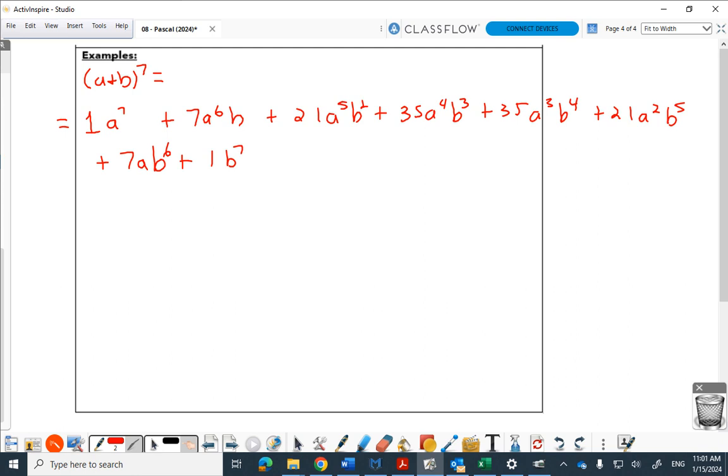Final check. Do all the exponents add to 7? 7, 7, 7, 7, 7, 7. That makes me feel good when they all add to 7 like that. That was example 1. Here's example 2. And if you've drifted off to sleep and go, I got this, it's so easy, you might want to check this one out.